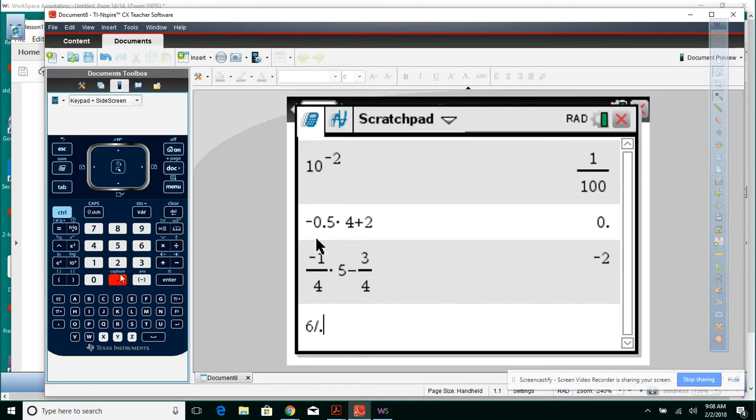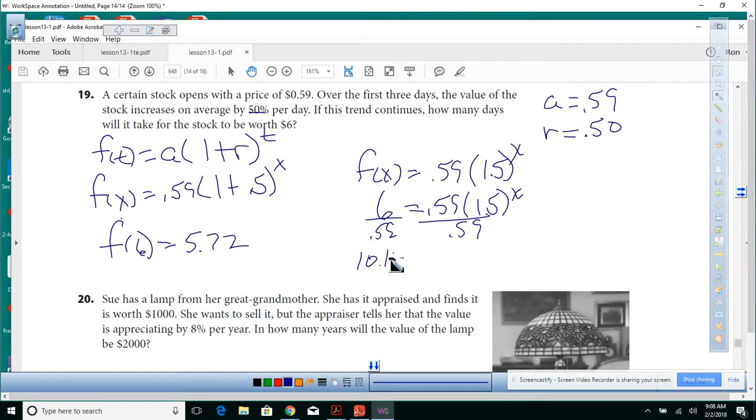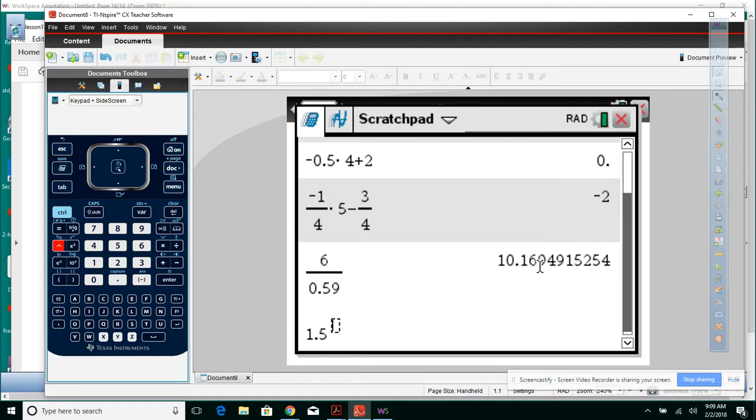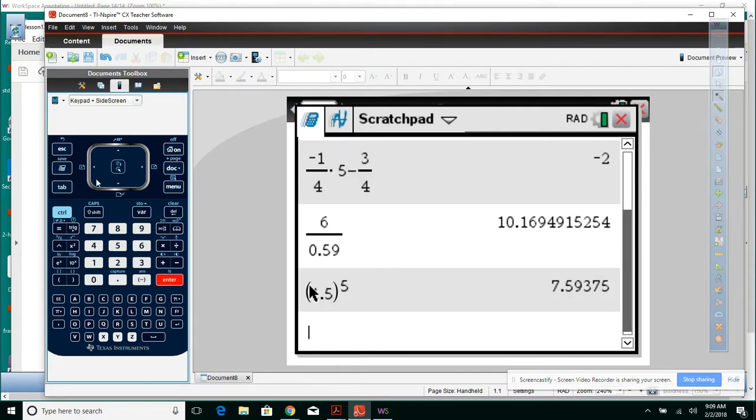6 divided by 0.59 equals 10.1695. 10.1695 equals 1.5 to the x. Okay, what you do have in your calculator, and you can do this on your phone, is the ability to do 1.5 caret, and we want to get 10.1694. So let's try 5. That's 7.9. All right, let's go up there and grab that.